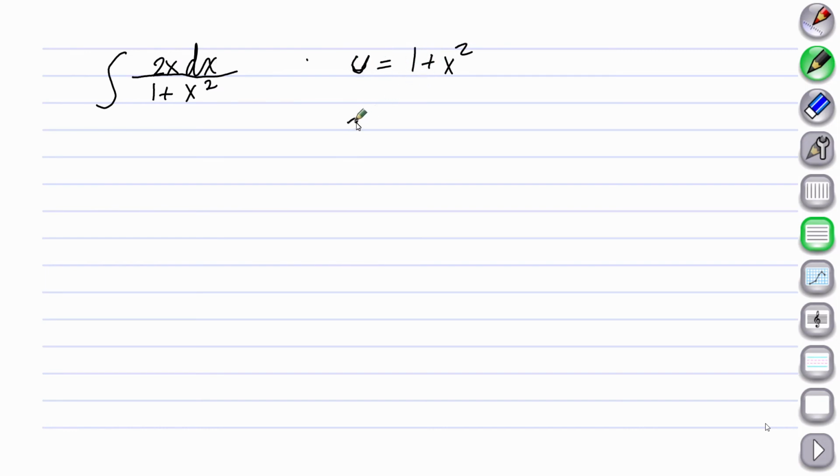So du, I'm going to write it a little more formal. Chris, what are you doing? Are you messing with my little thing? Over dx equals, how do we do the derivative of this? What's the derivative of 1? 0. And the derivative of x squared is 2x.